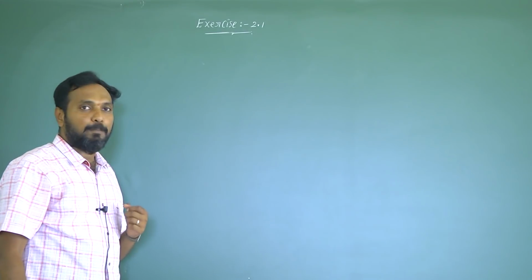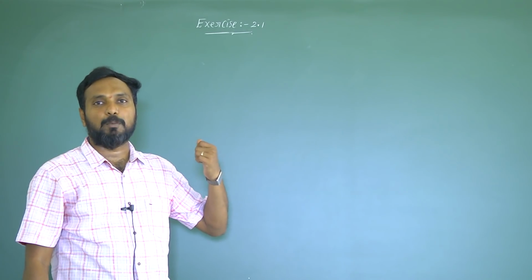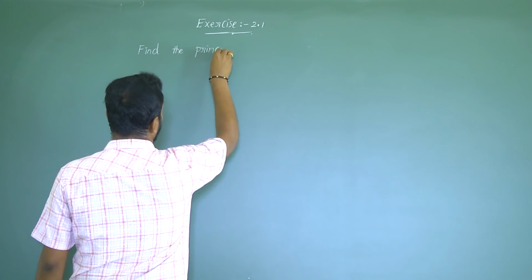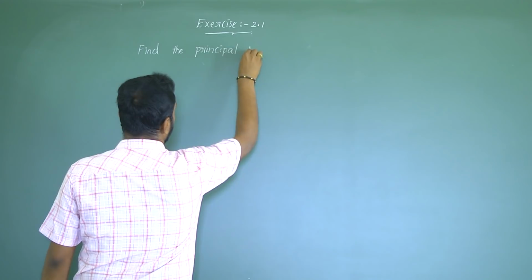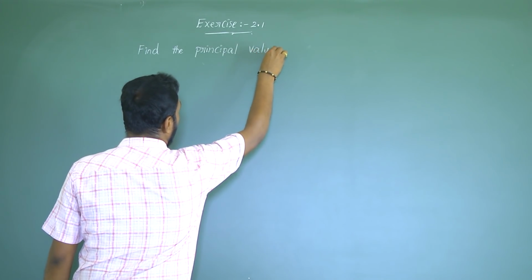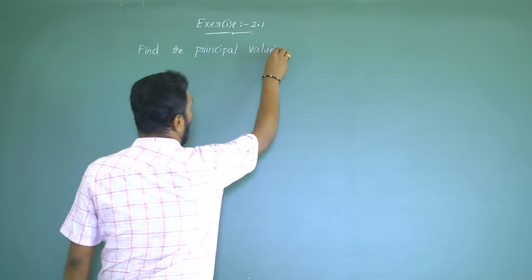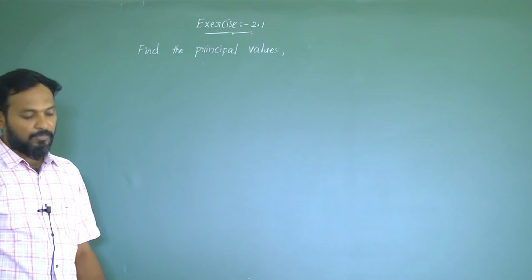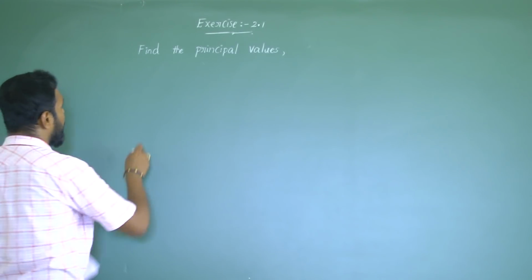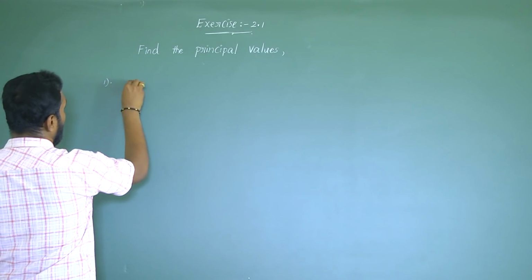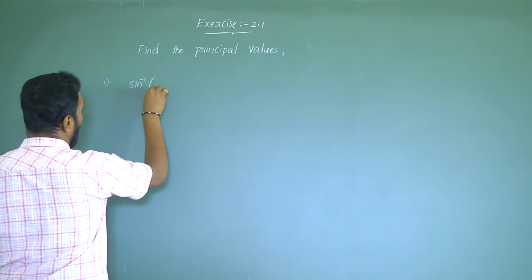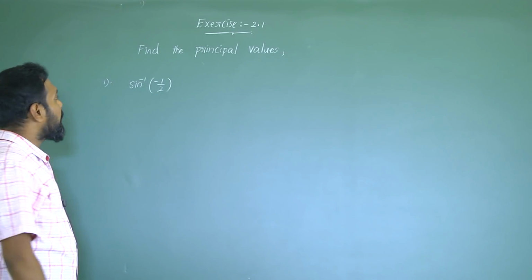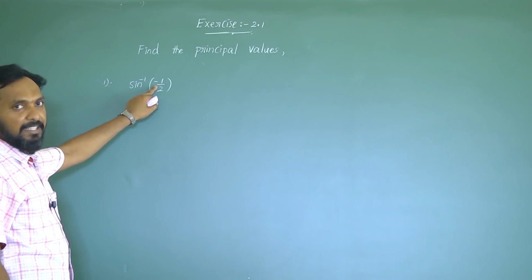Now we discuss the problems from exercise 2.1. Find the principal values. And the second model is sum or difference of inverse trigonometric functions values they will ask. So in this first one, if you observe, sine inverse of minus 1 by 2. So it is of the form sine inverse of minus x.